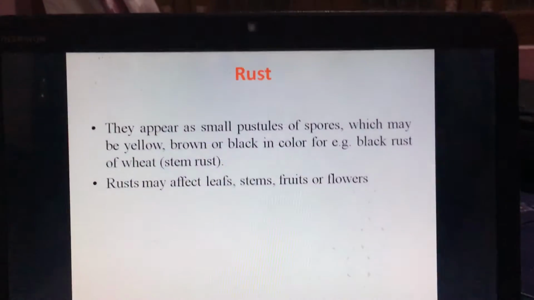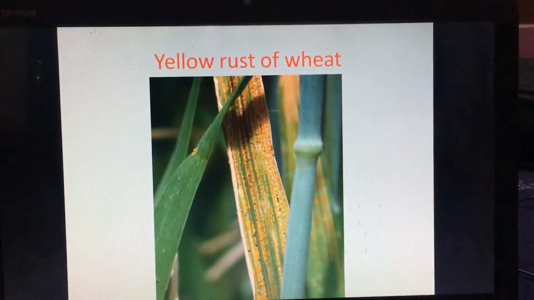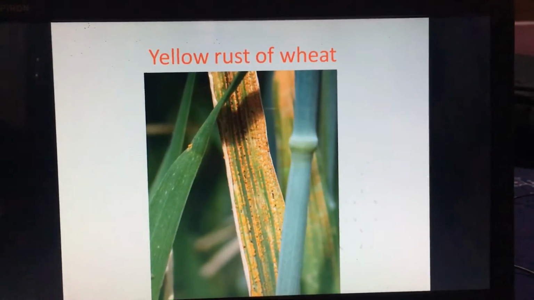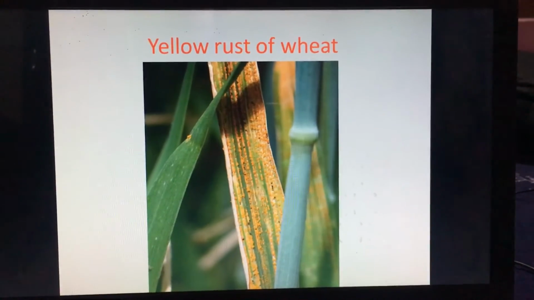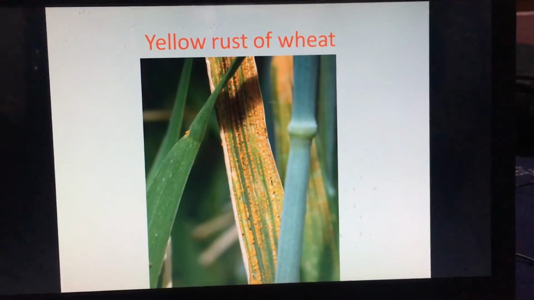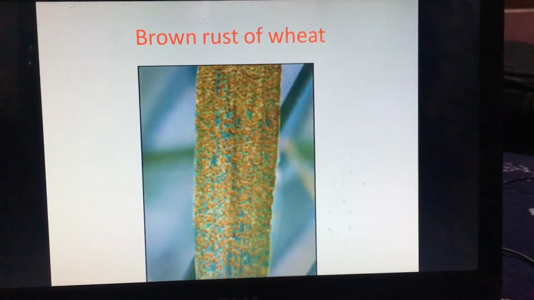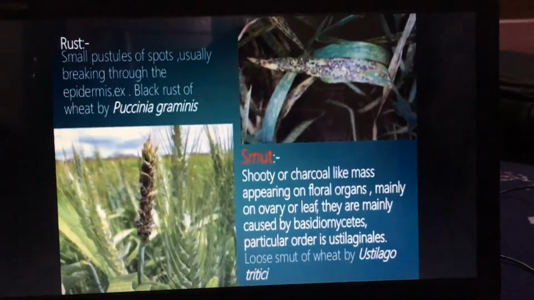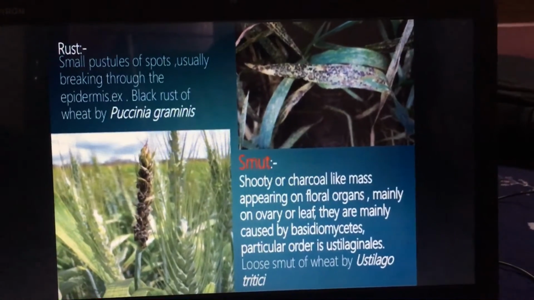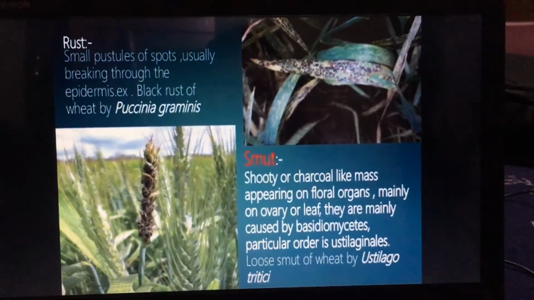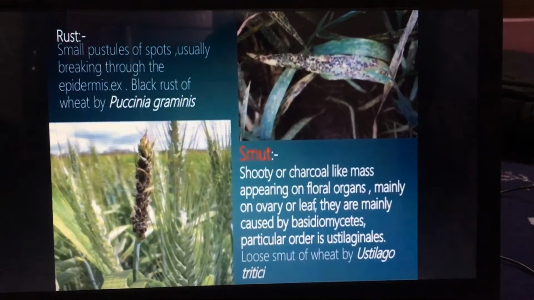And this is rust, the yellow rust of wheat, and there are small pustules present. And this is the brown rust of wheat. Rusts are small pustules or spots usually breaking through the epidermis, for example black rust of wheat by Puccinia graminis.